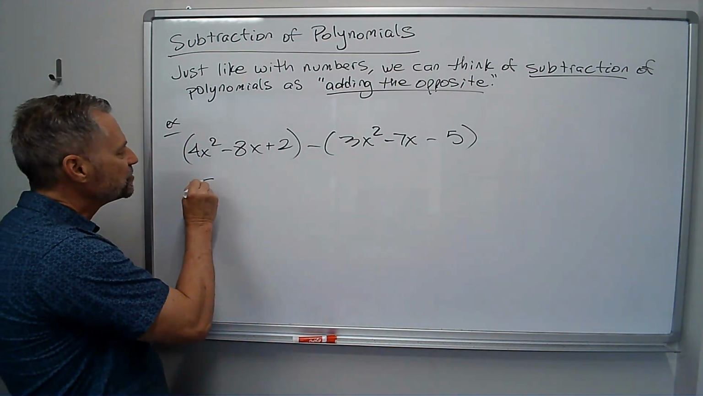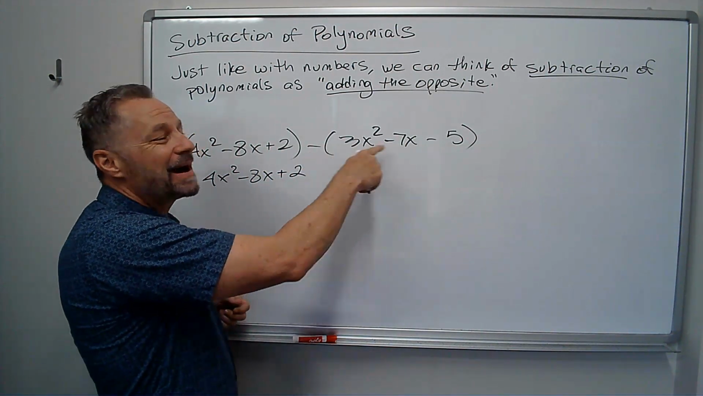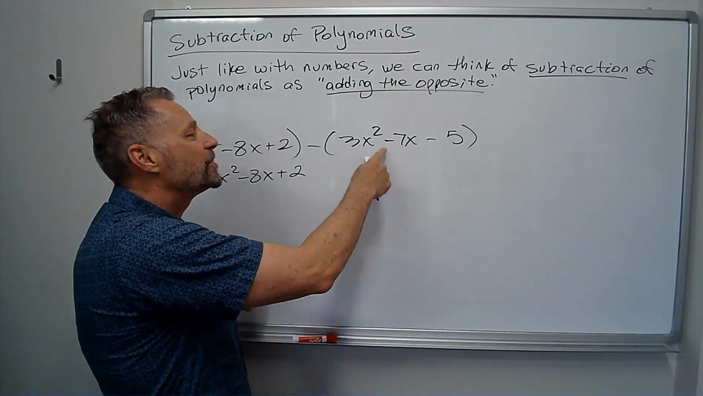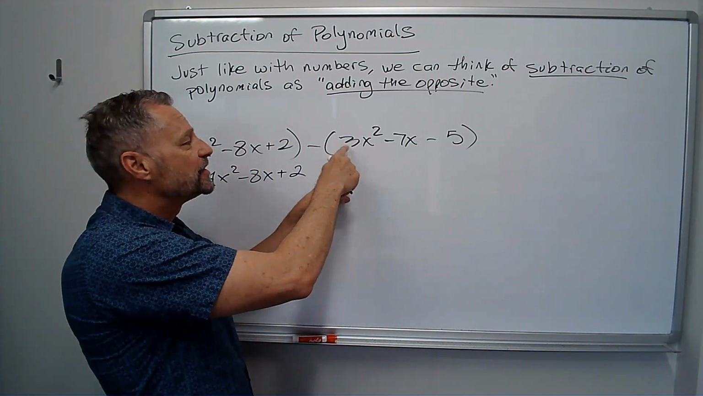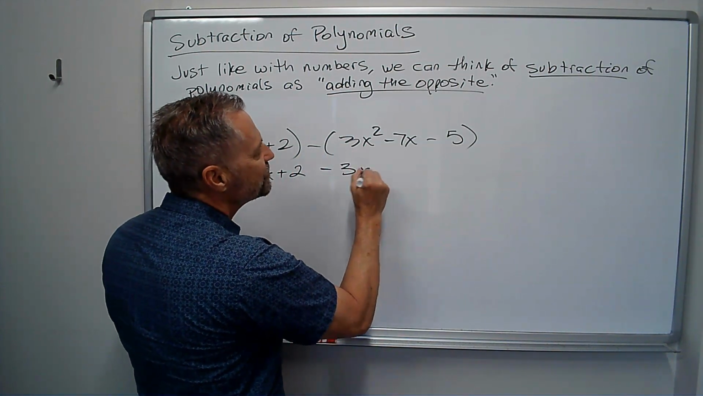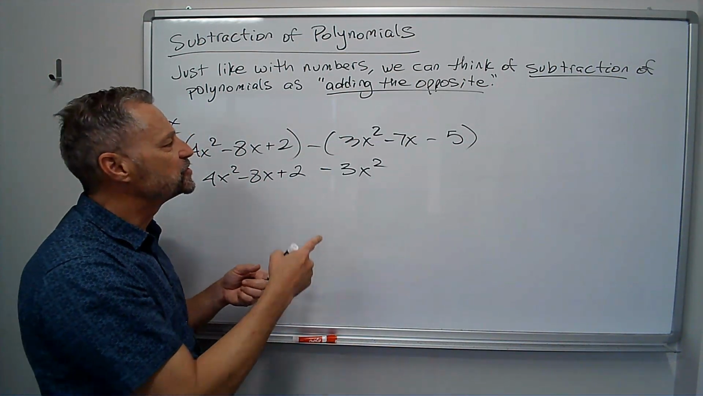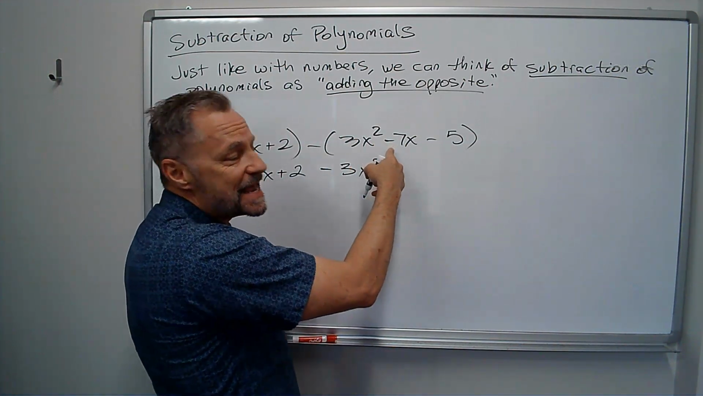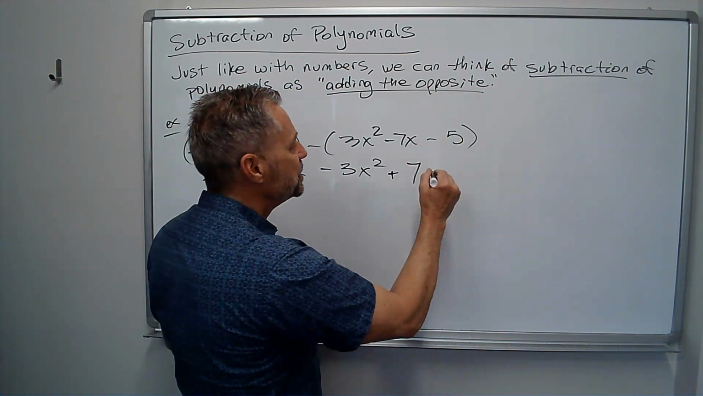So I start off with my 4x squared minus 8x plus 2, but I have minus this polynomial. Well, that's the same as adding the opposite. Well, what's the opposite of 3x squared? Oh, it's negative 3x squared. So I'm just going to write negative 3x squared. You could write plus negative 3x squared if you want to, but that often confuses people. The opposite of negative 7x is plus 7x, and the opposite of minus 5 is plus 5.